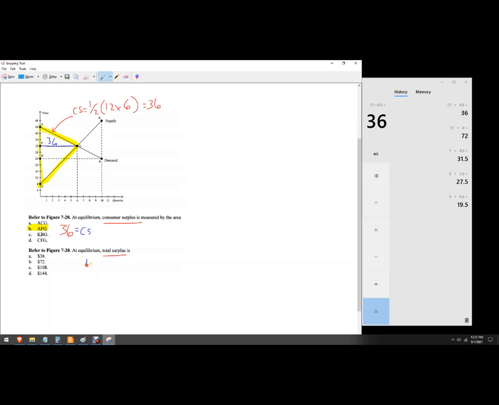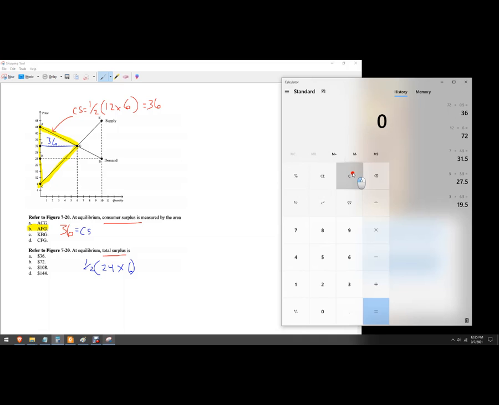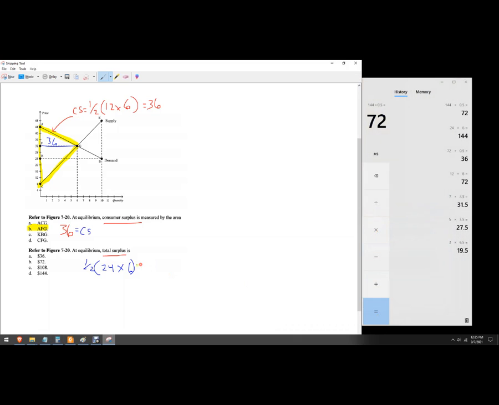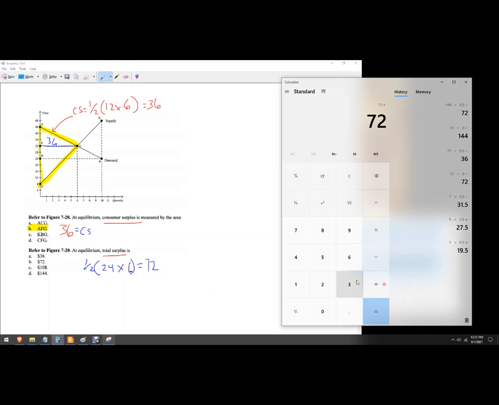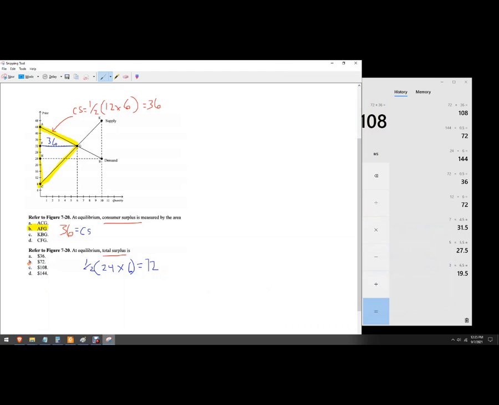So the difference between 8 and 32 is 24. And then 24 times 6. Do you know what that is without a calculator? That's a tough one. 24 times 6 is 144. And then half of that is 72. Okay, and then 72 plus 36 is the combined surplus, which is 108, which is one of our answers.